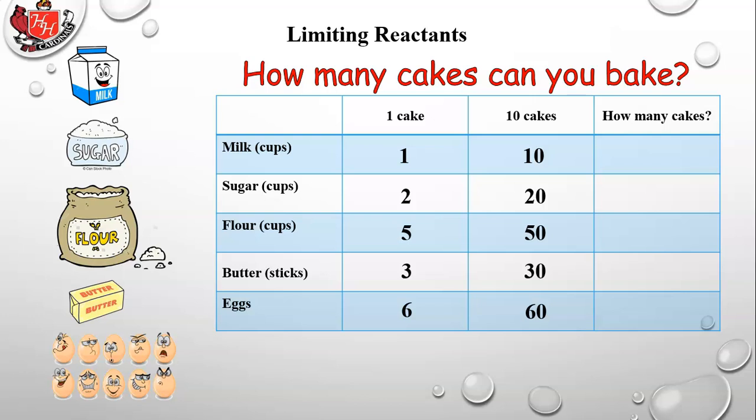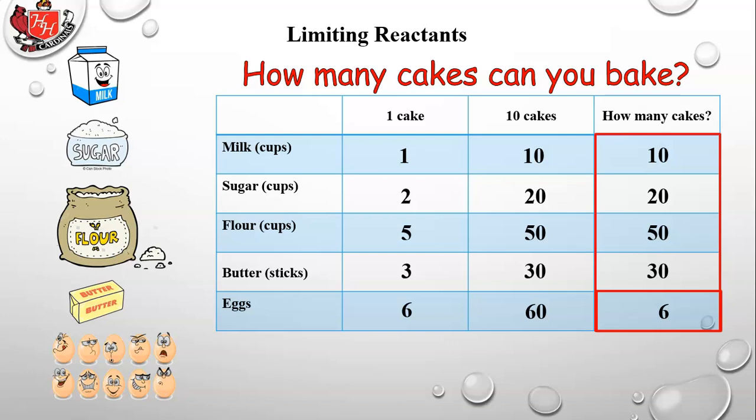Alright, so now I want you to tell me how many cakes you can bake with the following quantities of each of these ingredients. So we're going to give you 10 cups of milk, 20 cups of sugar, 50 cups of flour, 30 sticks of butter, and 6 eggs. How many cakes can you bake with that list of ingredients on the right?